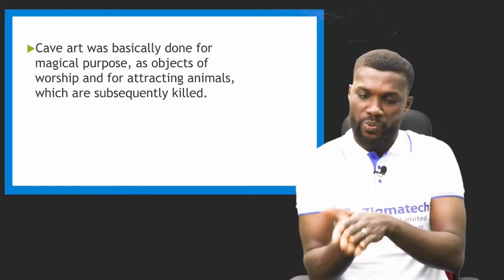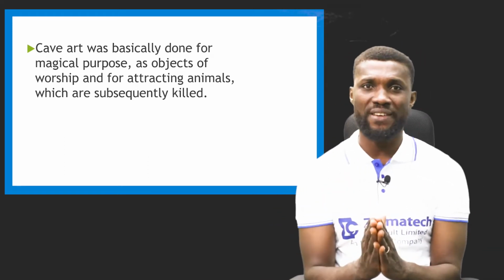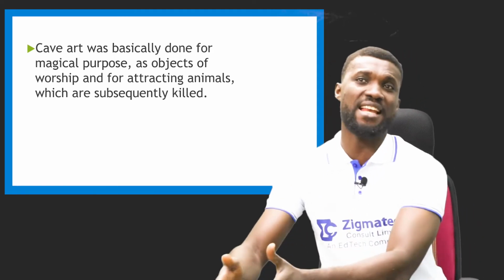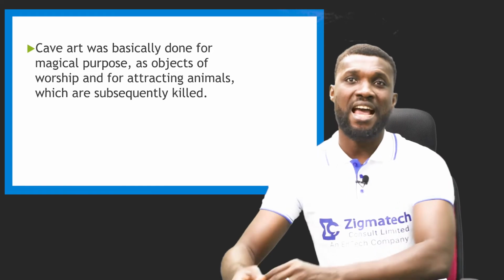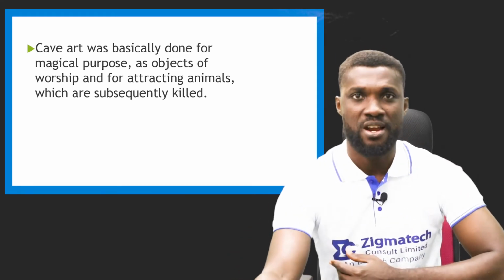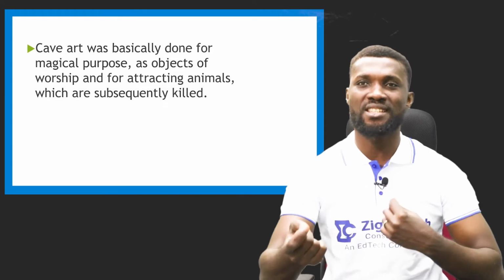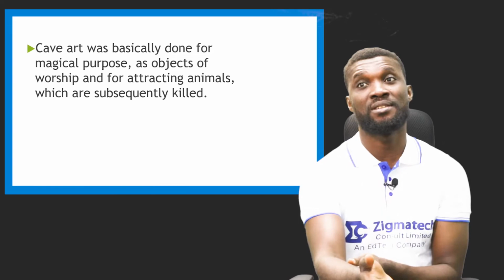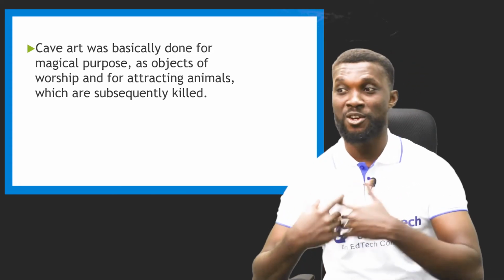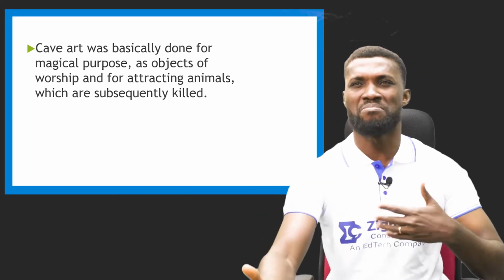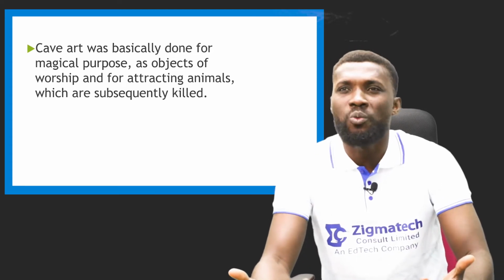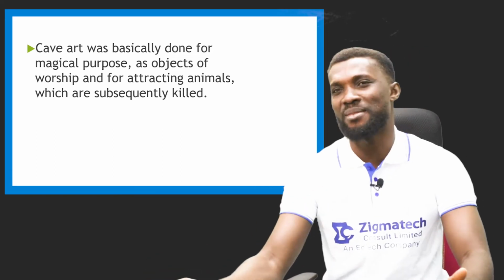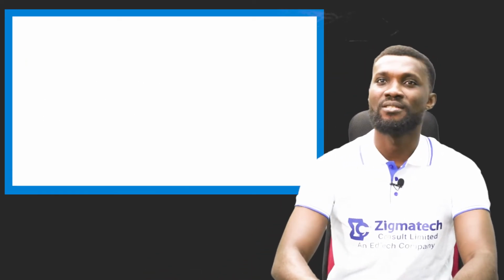Now, let me tell you a little story about these cavemen. Now, you see, whenever they are going for hunting, they draw how they want to kill any of this animal they have in mind to kill, and then they worship that animal they drew, and then the essence of doing that is to attract that animal to them, so that at the end of the day they will be able to kill the animal and then come back home with something. So it was done for magical purposes and worship. They worship these things to attract animals, to help them feed their family and take care of themselves.